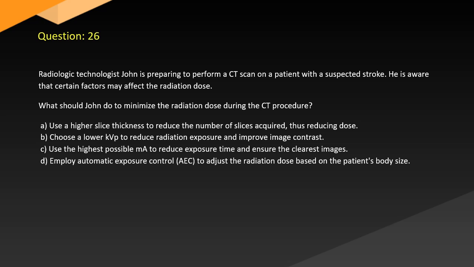Question 26. Radiologic technologist John is preparing to perform a scan on a patient with a suspected stroke. He is aware that certain factors may affect the radiation dose. What should John do to minimize the radiation dose during the CT procedure? A. Use a higher slice thickness to reduce the number of slices acquired, thus reducing dose. B. Choose a lower kVp to reduce radiation exposure and improve image contrast. C. Use the highest possible mAs to reduce exposure time and ensure the clearest images. D. Employ automatic exposure control to adjust the radiation dose based on the patient's body size.